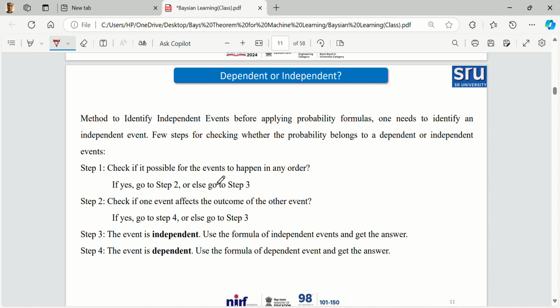Step 1: check if it is possible for the events to happen in any order. If yes, then go to step 2. Step 2: check if one event affects the outcome of the other event. If yes, then it is dependent. Now, if no for the first case, you cannot make any order, go to step 3. What is step 3? Step 3 is that it is independent. That is, you cannot make any one related to each other.